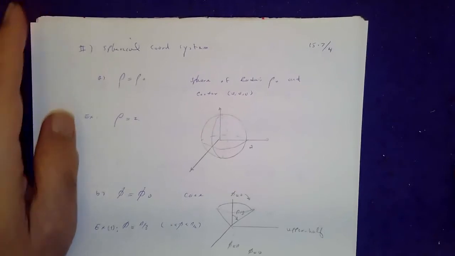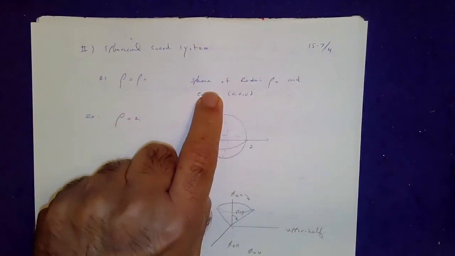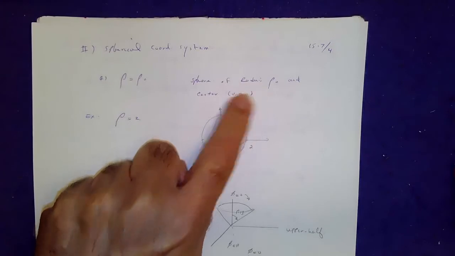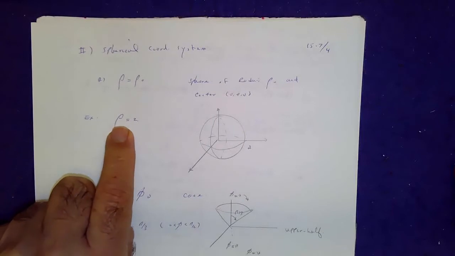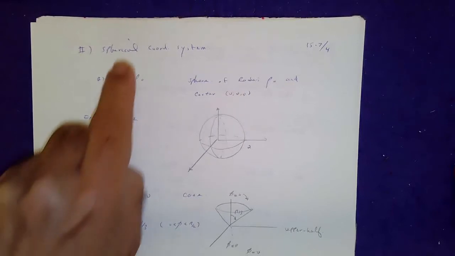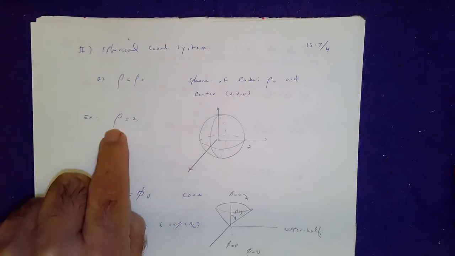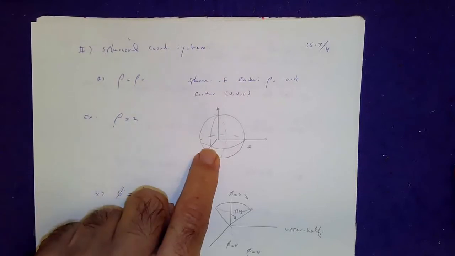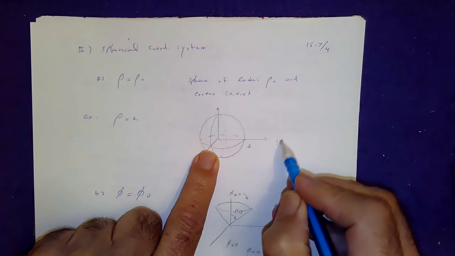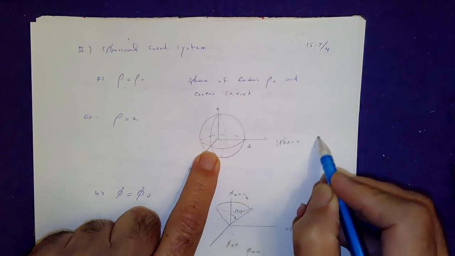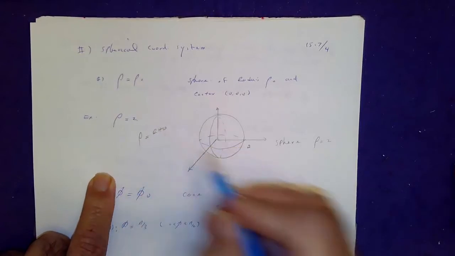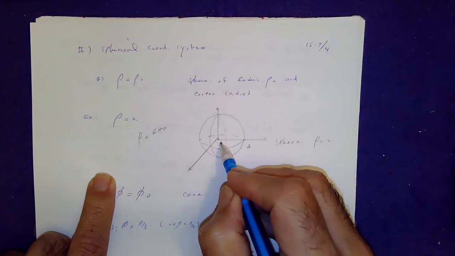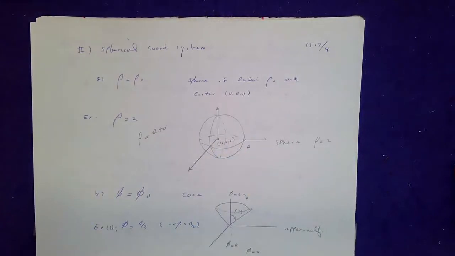In spherical coordinates, if rho is constant, the graph is a sphere of radius rho 0, and the center is always at 0, 0, 0. For instance, if you ask me to graph rho equal to 2 in the spherical coordinate system, the graph of rho equal to constant is a sphere. So in this case it is a sphere with radius equal to 2, which we show with the Greek letter rho. But the center is at 0, 0, 0, correct?